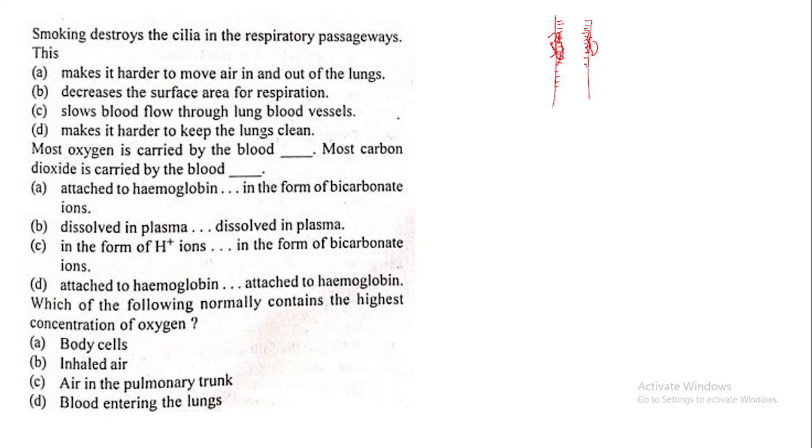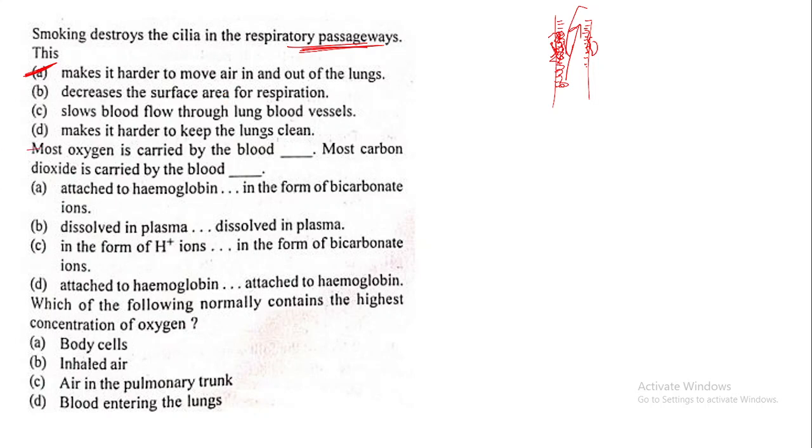When we are speaking about respiratory passages, we need to focus on the input and output of air. The right option here is that it makes it harder, because cilia not only help in holding these pathogens or dust particles, they also take care of uninterrupted airflow. When something is wrong with the cilia, a lot of mucus is secreted. This mucus makes it difficult for air to pass in and out. So the right option here is A, which makes it harder to move air in and out of the lungs. Okay, read the next question.